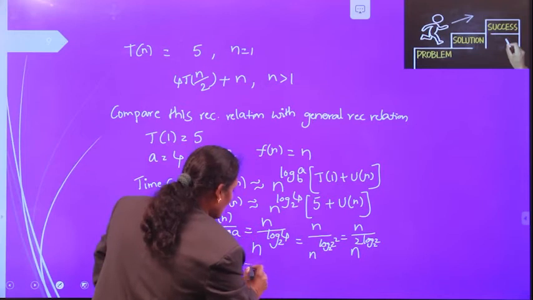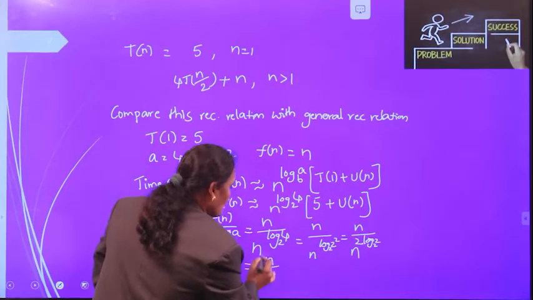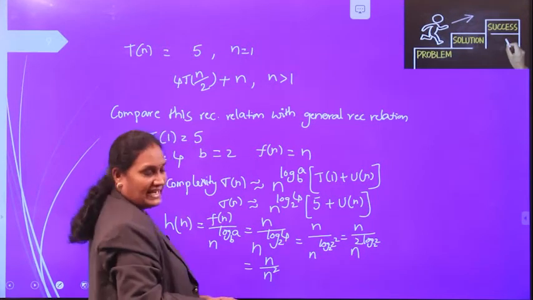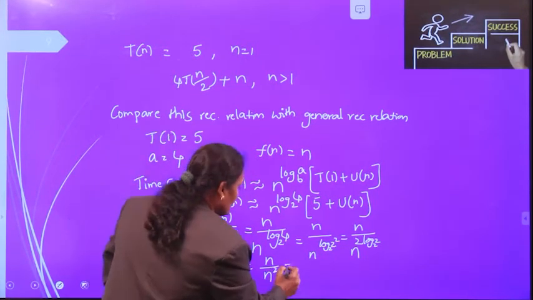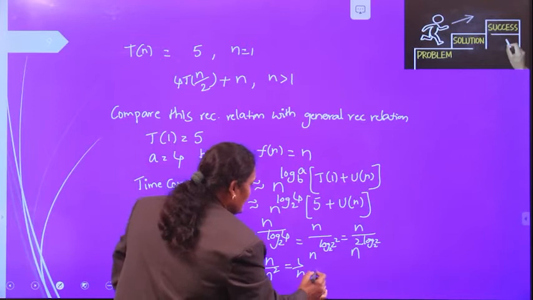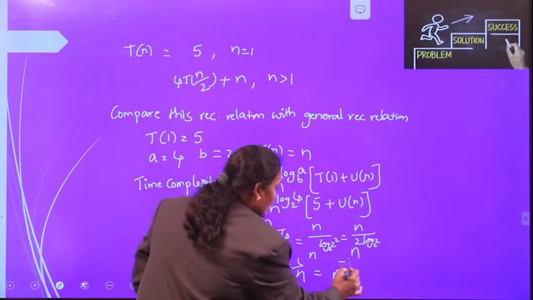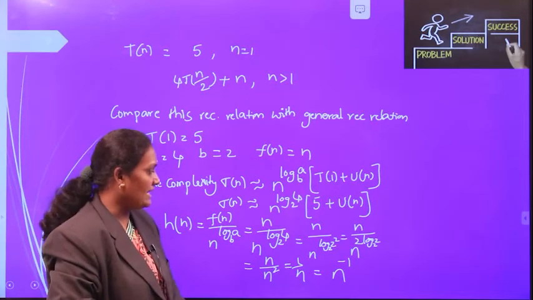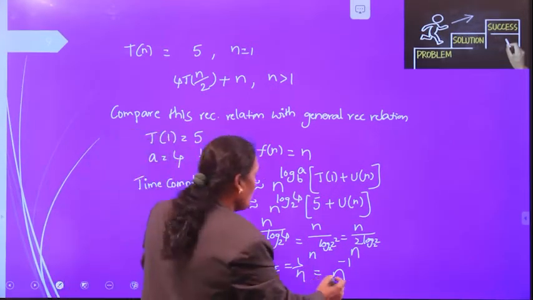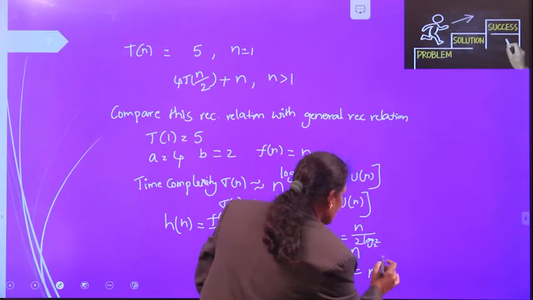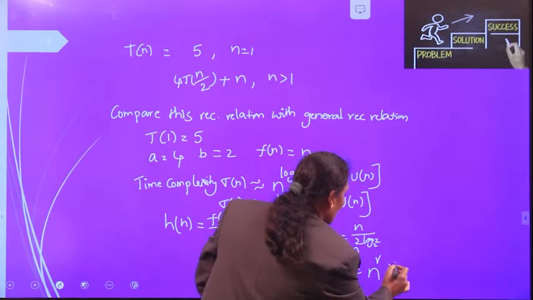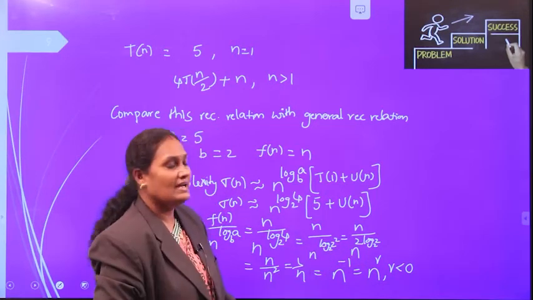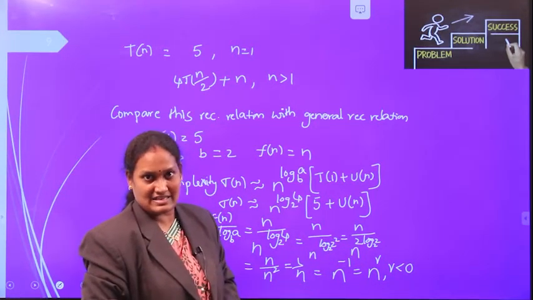Here log 2 base 2 becomes 1. Hence we got n by n square, which is equal to 1 by n, which can be represented as n power minus 1. Now here I am representing this as n power r, r less than 0, since the r value is minus 1.